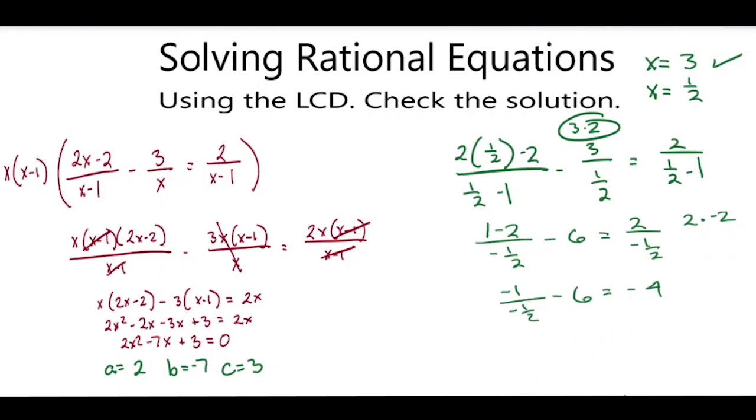All right. And now negative 1 divided by negative 1/2 is just negative 1 times negative 2, which is just 2. 2 minus 6 equals negative 4. That's true. Negative 4 equals negative 4. So x also equals 1/2. So our answers are x equals 3 and x equals 1/2. And that is how you solve this rational equation using the least common denominator and then check the solution. Hope that helps.